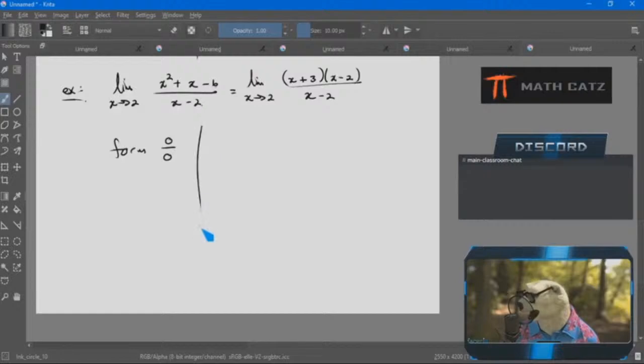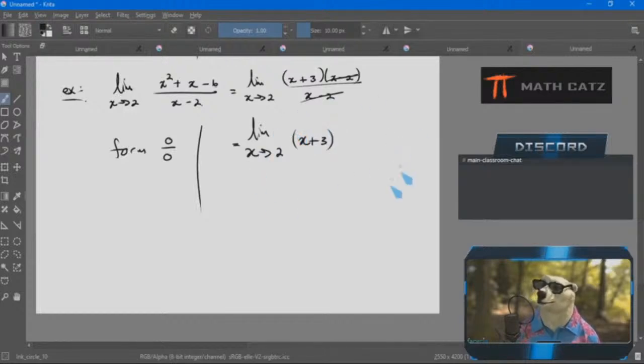So now I see, ooh, yay. I can cancel the x minus 2s, and the x minus 2s were the problem. Well, there was only one in the bottom. So the behavior of this original function is the same as the behavior of x plus 3, which doesn't have any problem. It's a polynomial. It's great. Plug it in. It's defined everywhere.